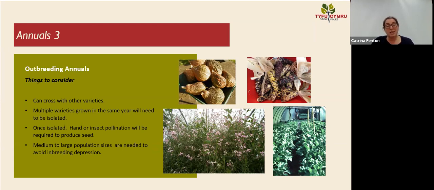So something like a radish, they won't be able to self-pollinate, or they have imperfect flowers, and that could be that they have separate male and female flowers on the same plant, so something like a squash or a sweet corn, or they could have separate male and female plants, in this case something like the spinach. If you're growing more than one variety a year, then isolation is important for these.